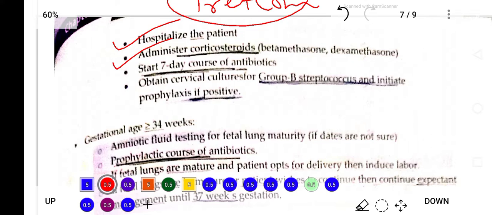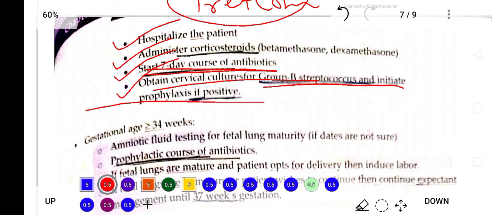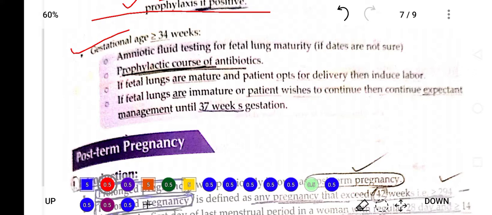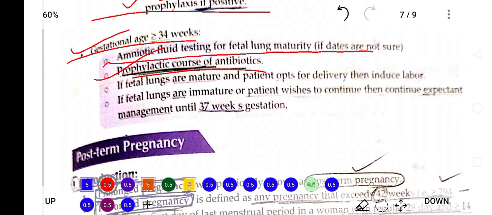Hospitalize the patient, administer corticosteroid for 7 days and antibiotics, and obtain cervical culture. And group B streptococcal prophylaxis treatment should be given. If the gestational age is greater than 34 weeks, then an amniotic fluid test is done and a prophylactic course of antibiotics is started. So in this way we can manage the patient of preterm pre-labor rupture of membrane.